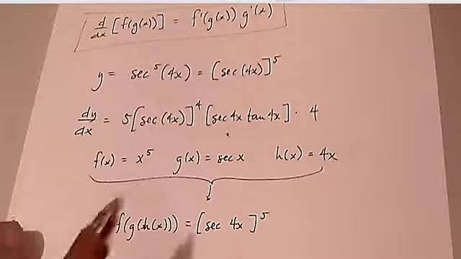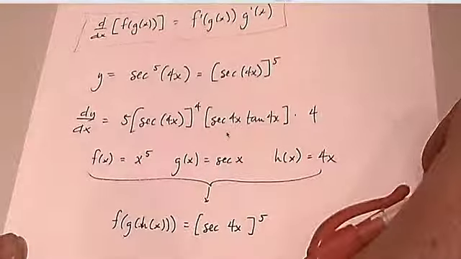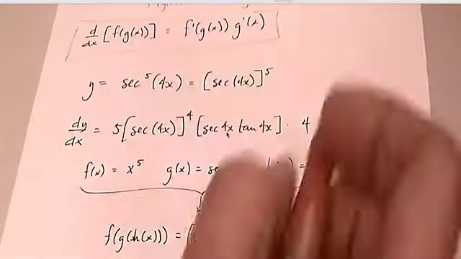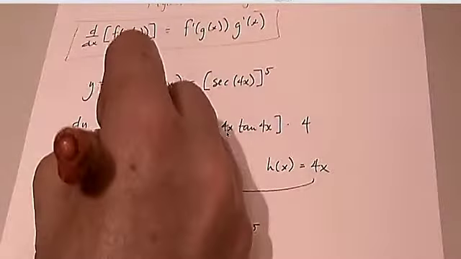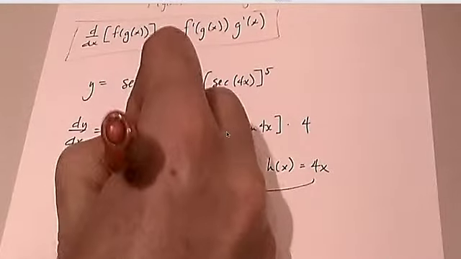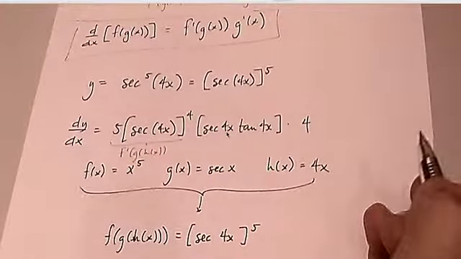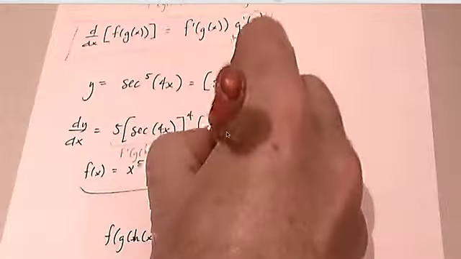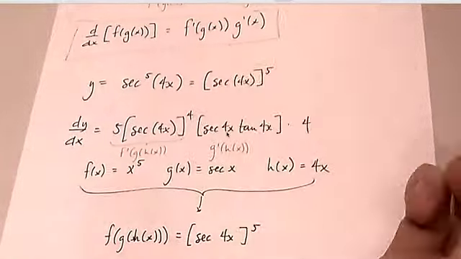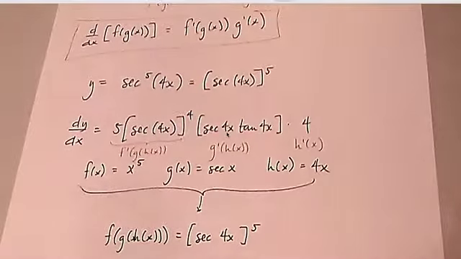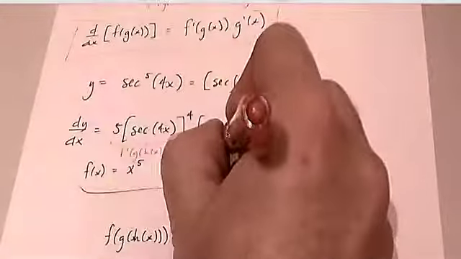So instead of the chain rule giving us f prime of g of x times g prime of x, it's going to be f prime of g of h of x, peel a layer off, g prime of h of x, peel another layer off, h prime of x, okay?